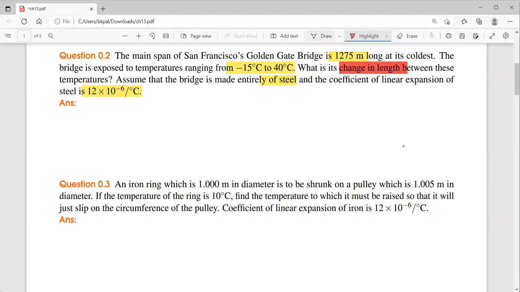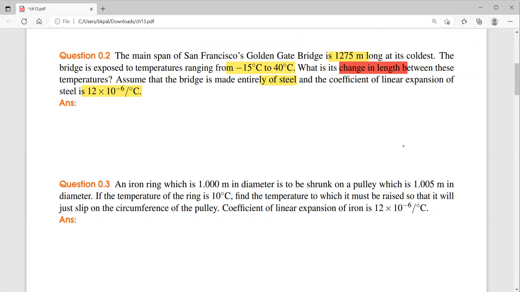We learned that delta L, the change in length, is equal to alpha L0 delta T. Alpha, L0, and delta T are all needed here. L0 is 1275 meters. Alpha is also given, 12 times 10 to the power minus 6, but delta T is not given directly. So let's first calculate delta T.